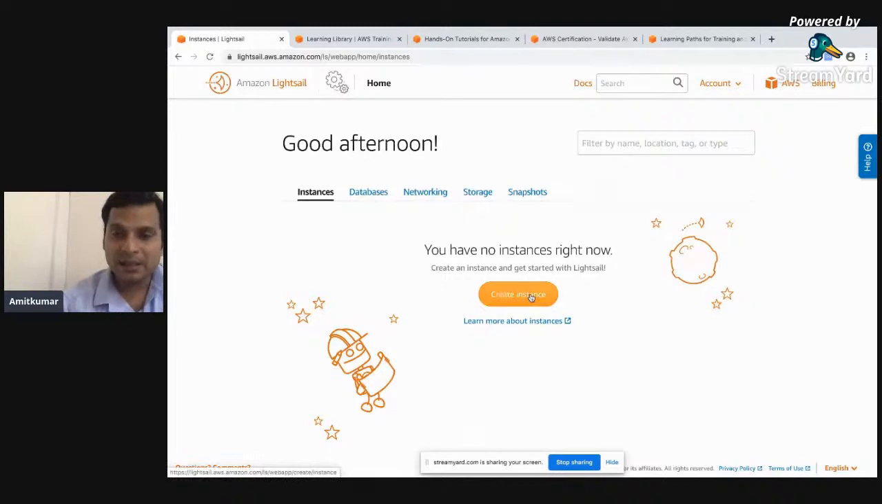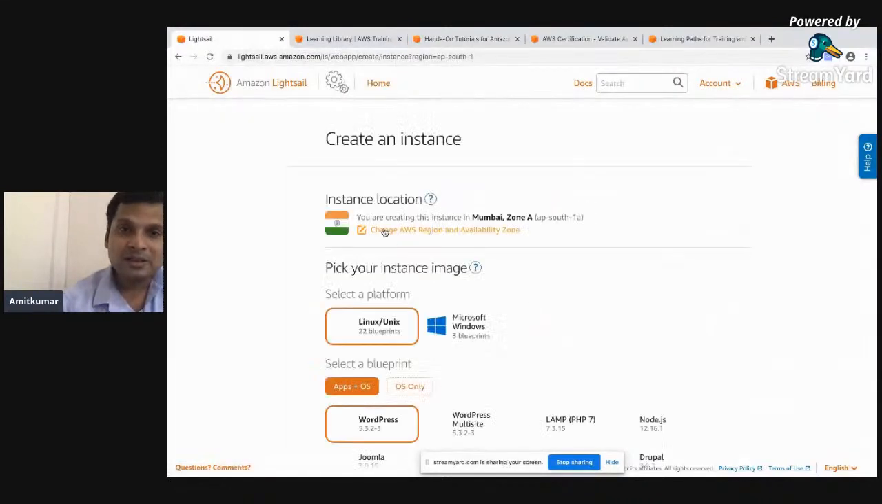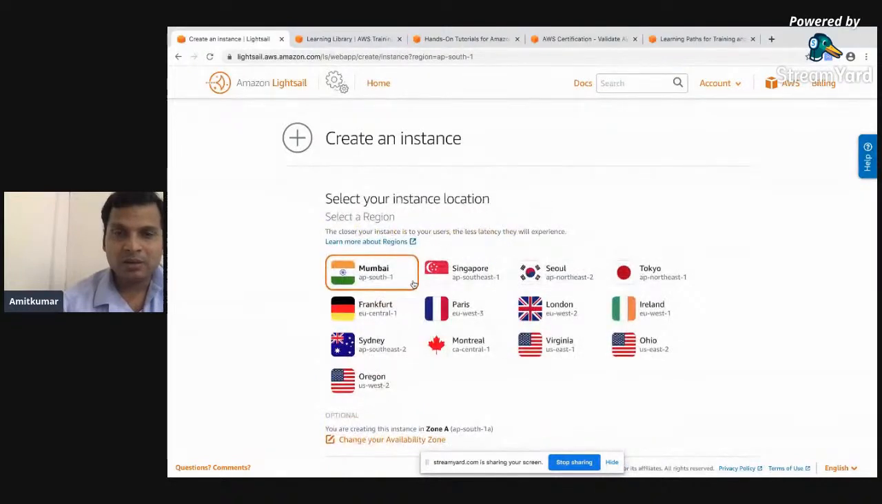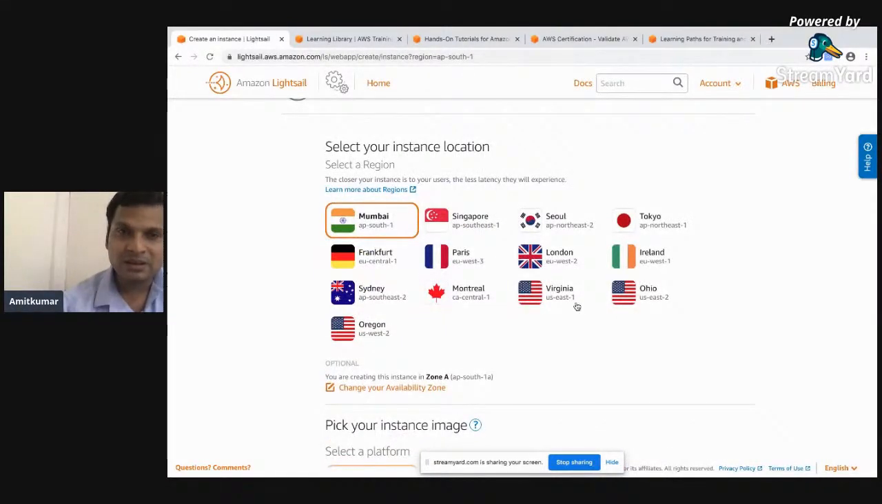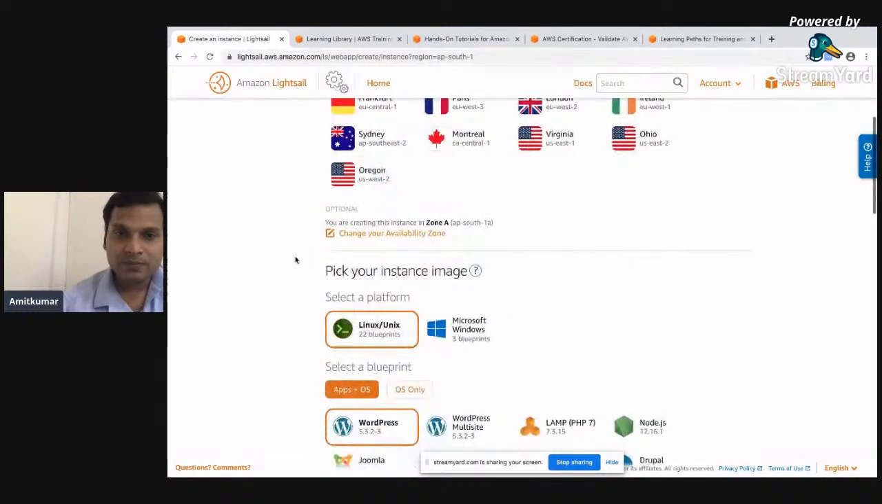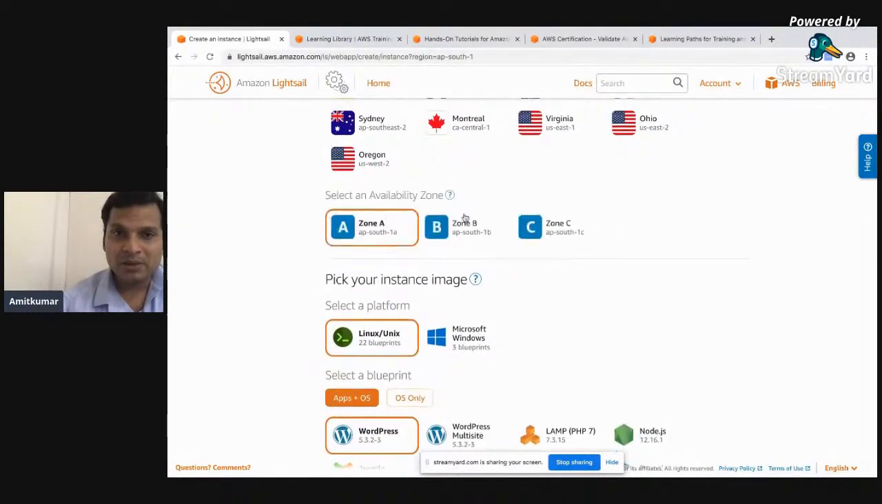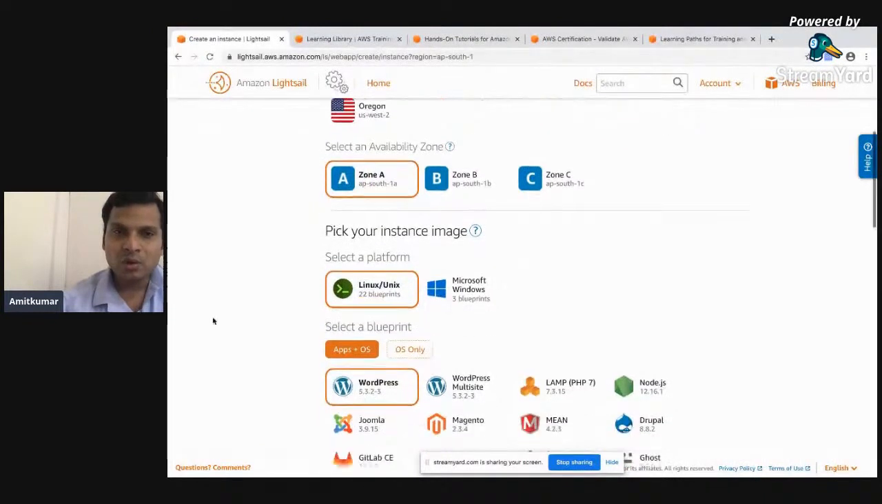I go to Lightsail, I create an instance, I choose a region of my choice. Right now the Lightsail service is available only in this region. I go ahead to use the Mumbai region. I can change the availability zone as well. You see there is zone A, B, and C. Mumbai has 3 zones. Let me go with zone A.